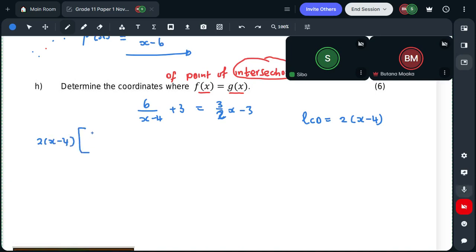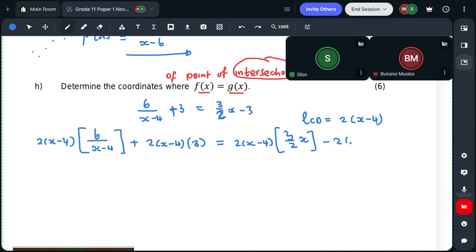We multiply the first term, 6 over x minus 4. Close the bracket. We take plus, which is this plus sign. Then we put the 2 into x minus 4 and multiply that term. Equate this to 2 into x minus 4, multiplied by the term 3 over 2x. Close the bracket. Minus, I'm going to multiply every term by that 2 into x minus 4. This is multiplied by 3. Then you cancel the like terms. 2 times 6, that's 12.